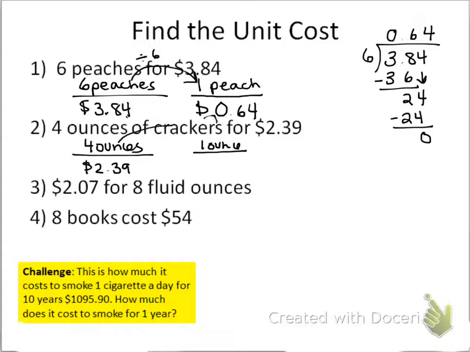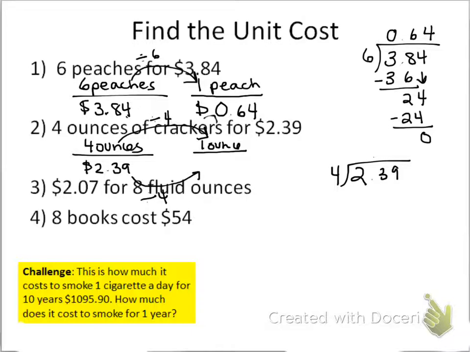And I need to go from 4 down to that 1. To go from 4 to 1, I'm going to divide by 4. 4 divided by 4 would give me my 1. Whatever I did to the numerator, to find my equivalent rate, I need to do the same thing to the denominator, so I'm going to divide this by 4. Okay, so now I need to divide $2.39 by 4. Again, I'm going to bring up my decimal right away so I don't forget about it.